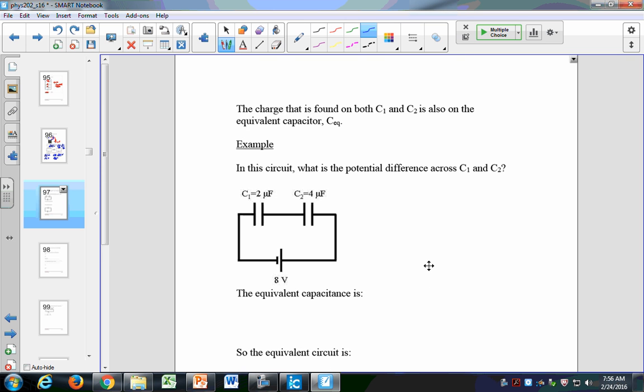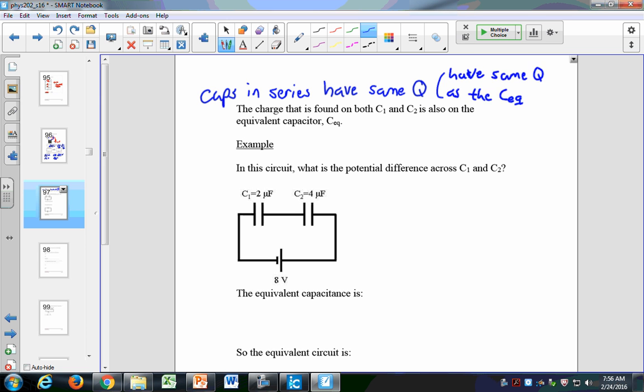So remember our rules. Capacitors in series have the same charge. Also, add a little addendum to this. They have the same charge as the equivalent capacitance. So whatever charge I have on the equivalent capacitance is also going to be on each individual capacitor. Let me show you what I mean.